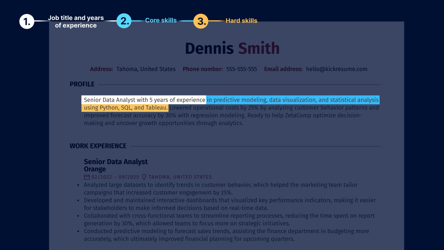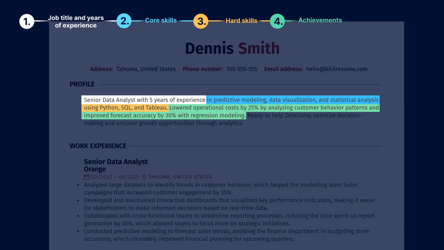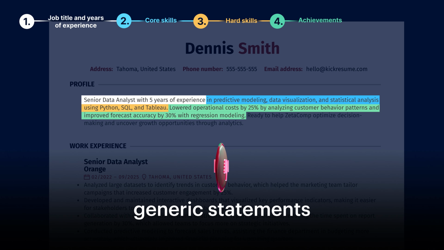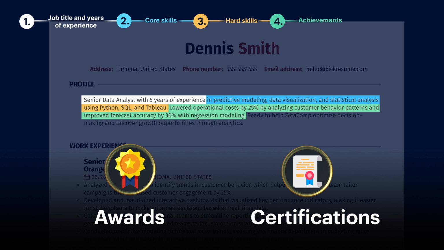Now comes the most important part, your greatest achievements. Use specific numbers and results whenever possible. This is way more telling than generic statements about being detail-oriented or hardworking. But you can also include any awards or certifications that are related to the job.